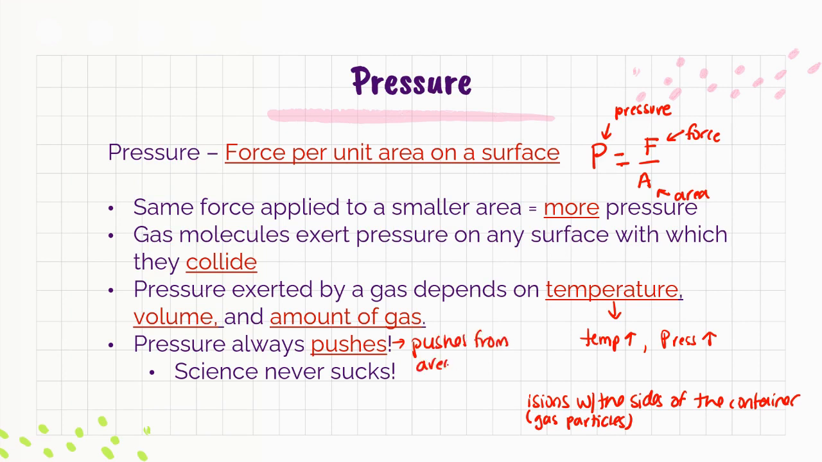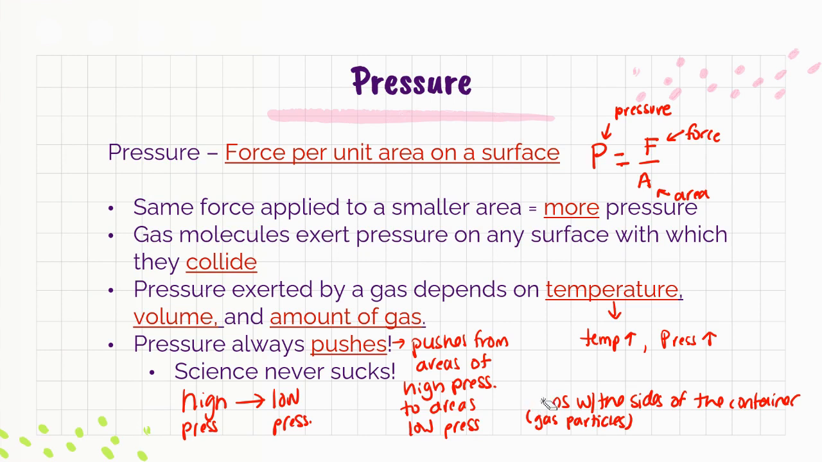from areas of high pressure to areas of low pressure. So we always go from high pushes to low, and that's of course for pressure. If you ever watch a weather map, there's H's and L's all over the map. That's showing you the atmospheric pressure. And you can predict the weather patterns by knowing pressure always goes from high to low. So science never sucks. It's always a push from high pressure to low pressure.